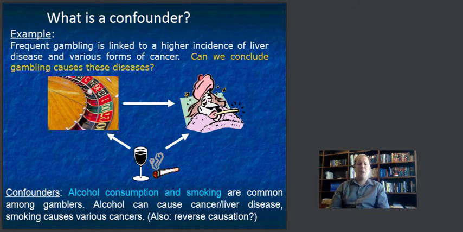This is an example of positive causation, where alcohol and smoking make the relationship between gambling and illness look stronger than it otherwise would be if we were to control for alcohol and smoking. What we might want to ask is, is it the case that among non-smokers or non-drinkers who gamble, their incidence of liver disease or cancer is higher? That would be an interesting study, because it would control for the confounders.